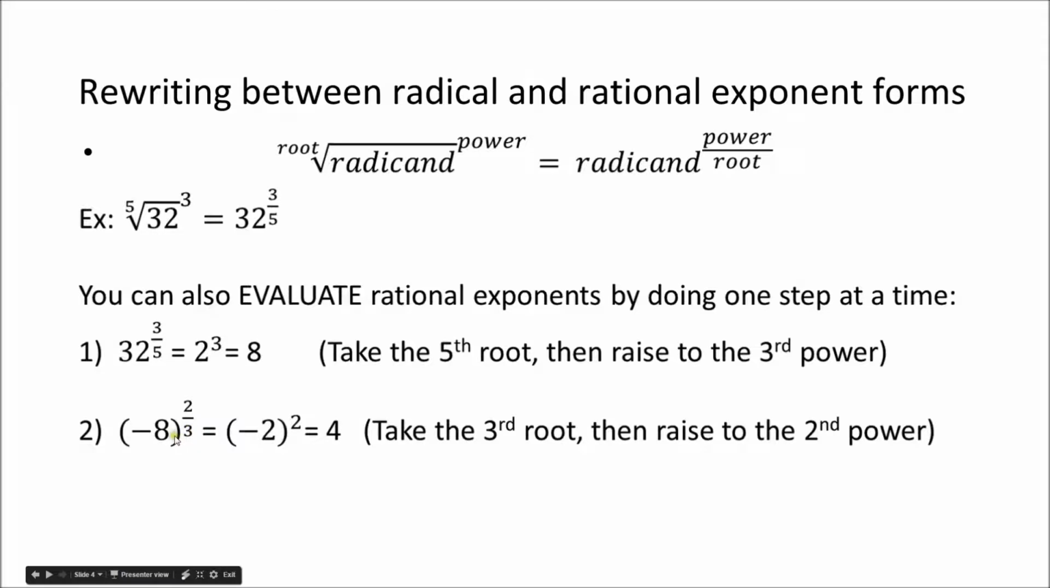So we can take odd roots of negative numbers and get a negative result, just like we can raise a negative number to an odd power and get a negative result. It just keeps its sign. So when you take the third root of negative 8, you get negative 2. Negative 2 to the second power is positive 4.